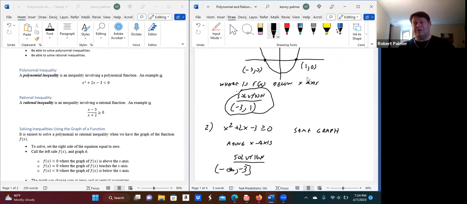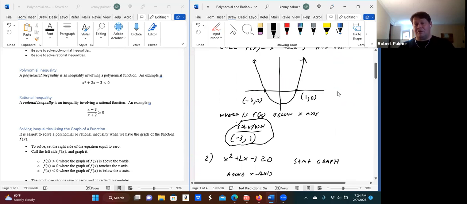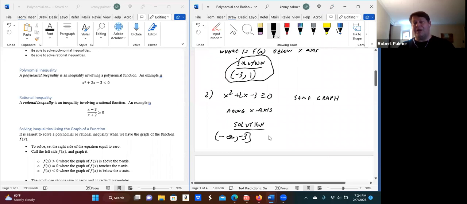Similarly, this part over here, where else is it above the x-axis? From -1, to the right of -1. So it's also, sorry, 1 to infinity. Once again, infinity, always parentheses. And since in this case it's greater than or equal to, the 1 is included. And then finally, the union sign in the middle. So that's the solution of that one.